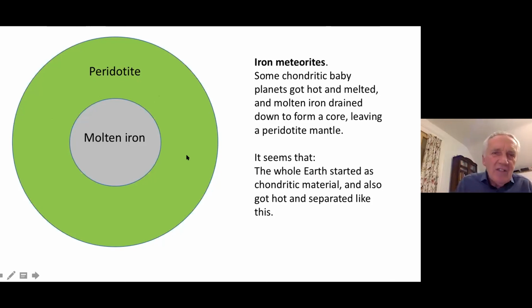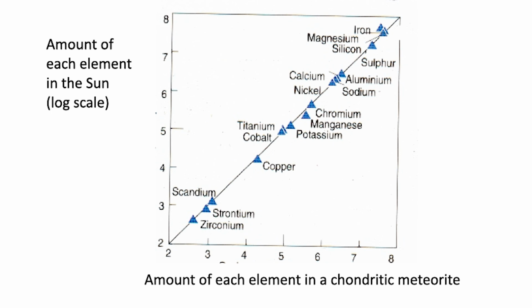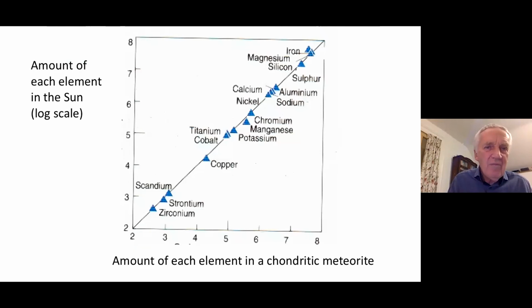Now, there's some good evidence to support this idea. It's the chemistry of chondritic meteorites. It matches the chemistry of the sun. This diagram shows on the vertical axis the chemistry, the amount of each element in the sun.